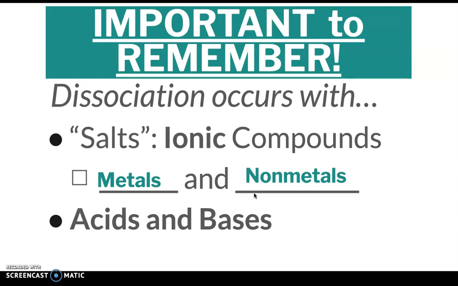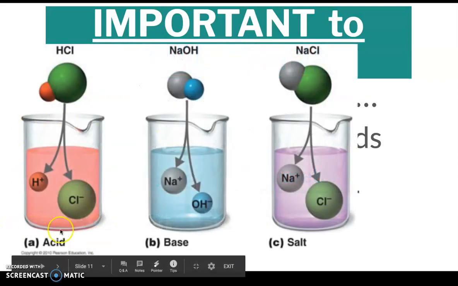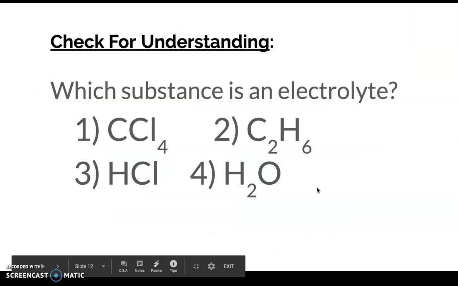So our electrolytes are going to be ionic compounds, which are in the aqueous form, and acids and bases. This is very essential to understand, to distinguish between electrolytes and non-electrolytes. So once again, an acid dissociates into H plus and Cl minus. Bases are known as electrolytes because they dissociate as well when dissolved in water, and most importantly, salts in the aqueous solution. So which substance here is an electrolyte?